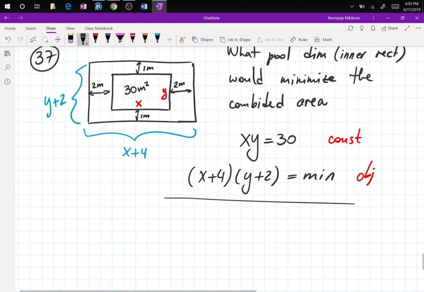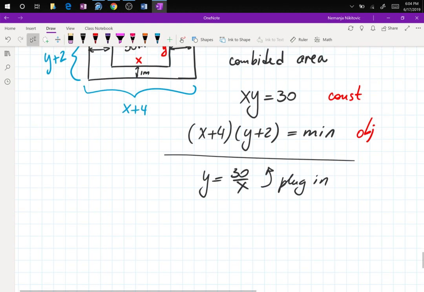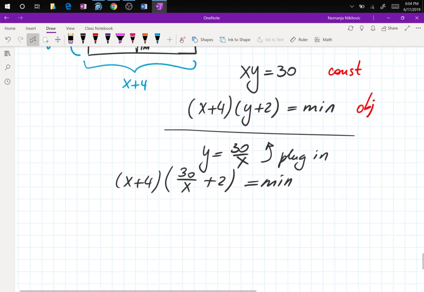So now we solve, say y is equal to 30 over x, and then we plug in. So we have x plus 4 times 30 over x plus 2 equals a minimum, and then you FOIL. So x times 30 over x is cancelled, so it's 30, plus 2x, plus 120 over x, plus 8, equals a minimum.